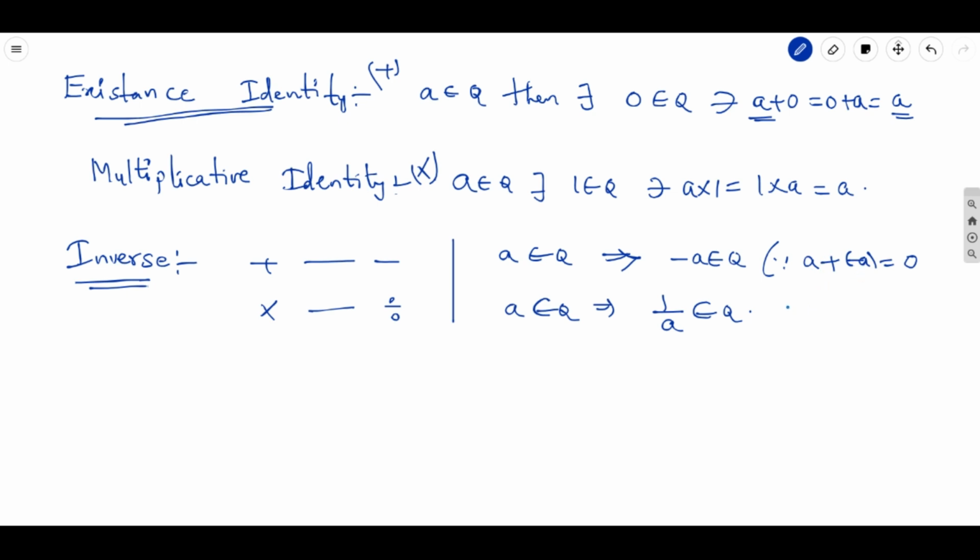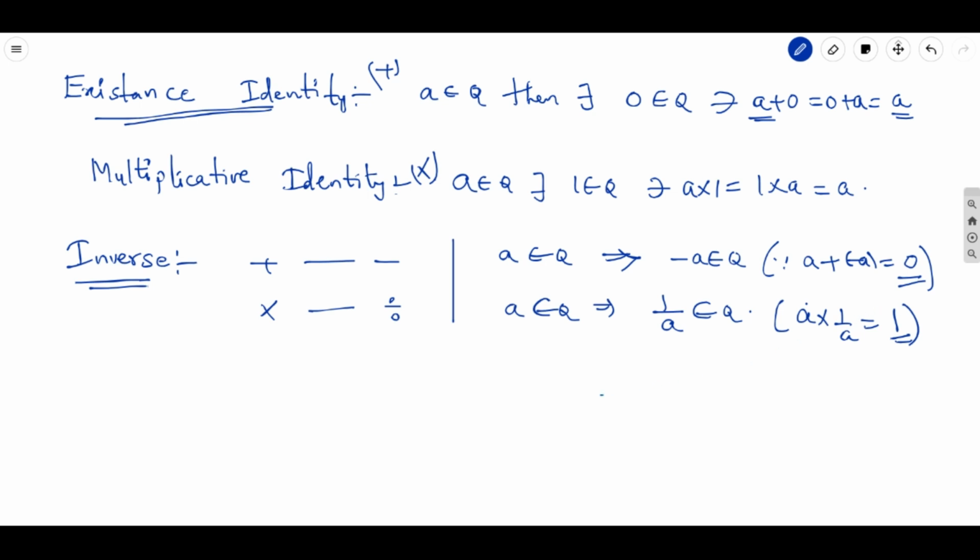In the same case, under multiplication, when we multiply the number and its multiplicative inverse, we get the multiplicative identity. So the multiplicative inverse of a is 1 by a, and the multiplicative inverse of 1 by a is a. Here 1 is the multiplicative identity, 0 is the additive identity. Remember, additive identity is 0, multiplicative identity is 1.